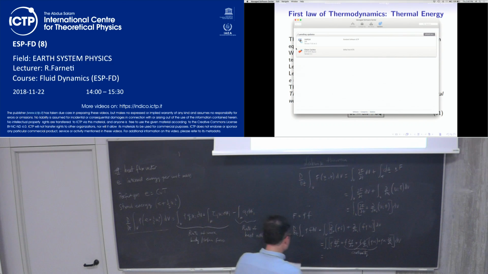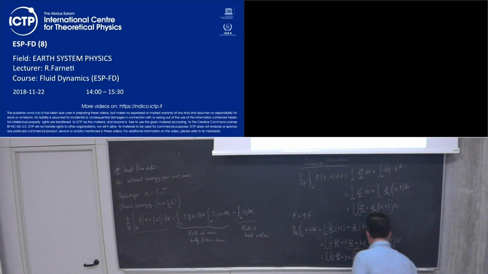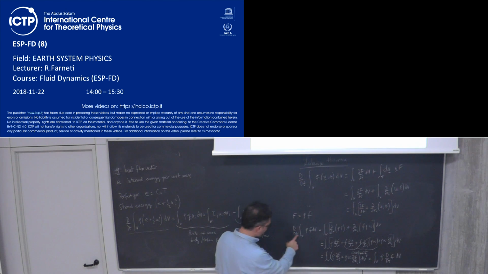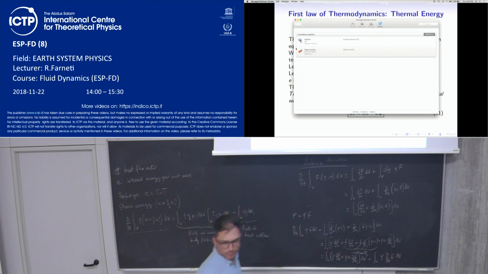So, we're left with rho d by dt of f plus rho ui, the advector. So, okay, we are left with the time derivative and the advector part, which means that you can write the Lagrangian derivative of this volume integration as the volume integral of rho, the Lagrangian derivative of f.